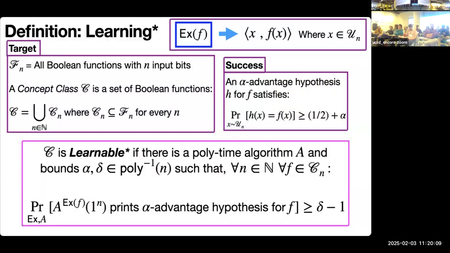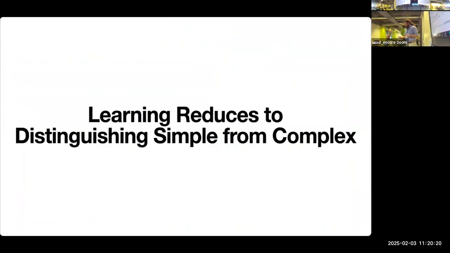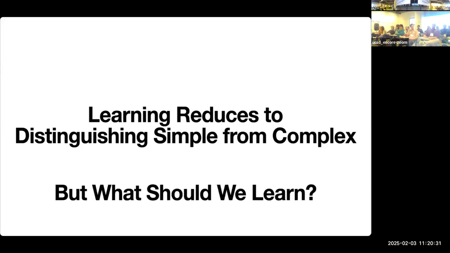Any questions or discussion, more errors on my slides before we move on? Okay, great. So, once again, this is our theme. Learning, which now we know what it means, is going to reduce to distinguishing simple from complex, but what are we going to learn? What are we going to set curly C, the target concept class, to, at least for the next 60 minutes or so?